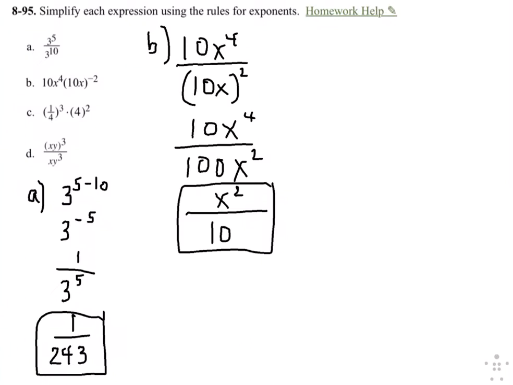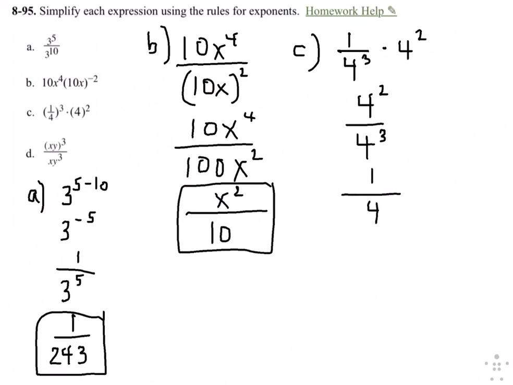The next one, C, we have 1/4 to the third, right? That's 1 over 4 to the third, right? And then times 4 squared, right? And they put it in parentheses, which wasn't really needed, but times 4 squared. So this is really 4 squared over 4 to the third, right? Which is 1 over 4, right?